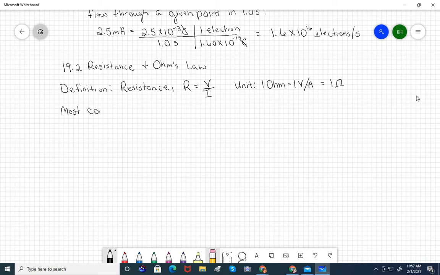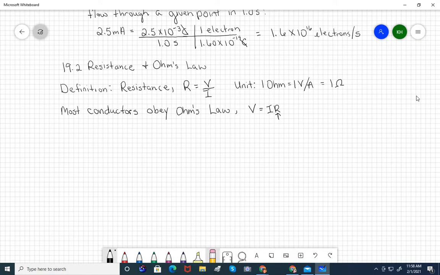Most conductors obey something called Ohm's law. Ohm's law is basically just rewritten in a different way that says that the voltage is directly proportional to the current, and really the resistance would be the constant of proportionality. So most conductors have a constant resistance, or fairly constant. I want to say there are really a few exceptions to this.